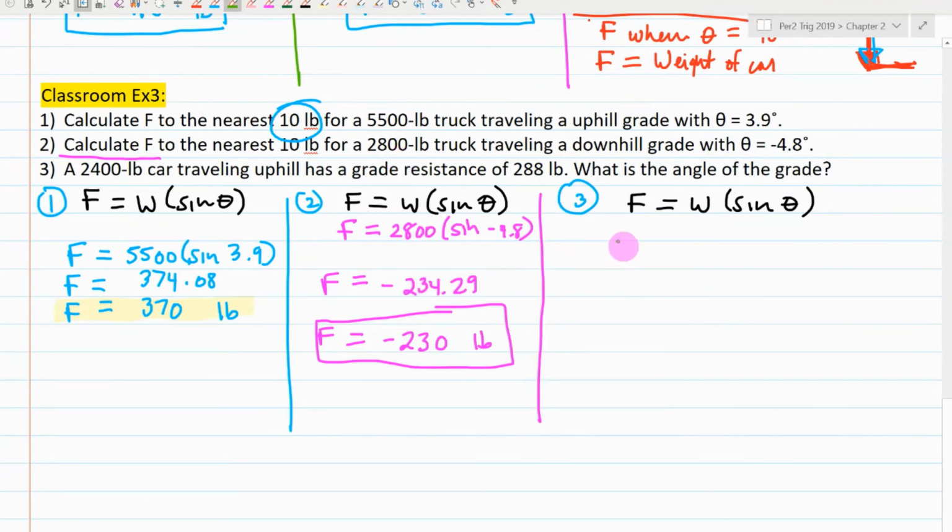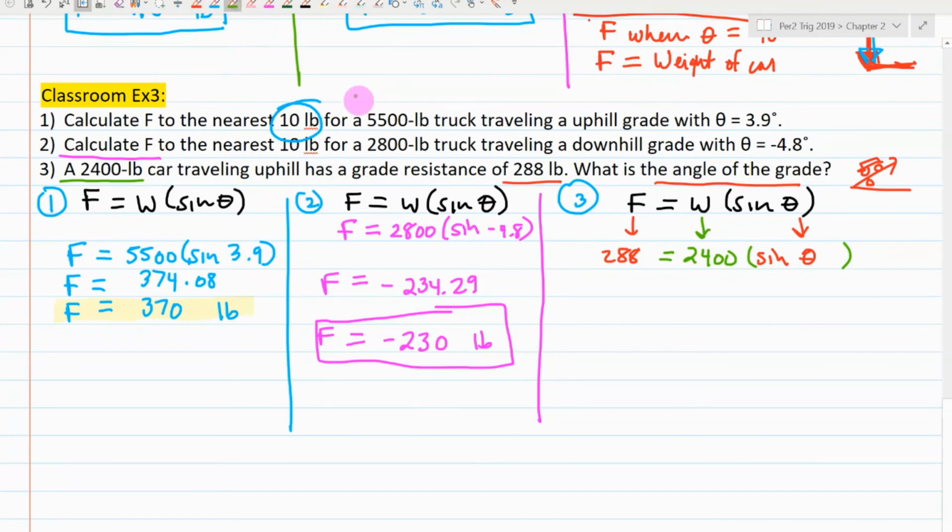For the last one, the force, actually, let me just go ahead to a 2,400 pound car, so that goes here. That's the weight of the car. Is traveling uphill. The grade resistance is 288 pounds. Remember, force and grade resistance are the same thing. So since there are only 3 variables, what is the angle? We have to find theta. Remember, this is sine theta, so this is your only variable.